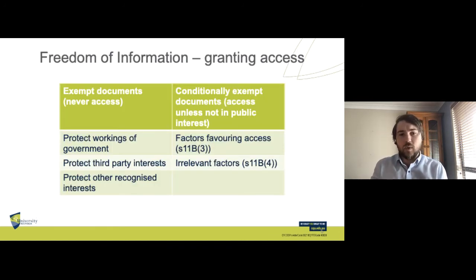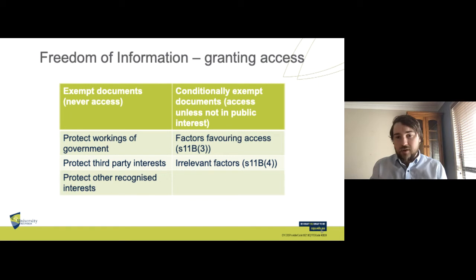So some of the reasons why an agency might be able to say no and deny access to a particular document: there's a category of completely exempt documents, which people can never access through a freedom of information request. And those fall into three classes. Documents that are about the workings of government that need to be protected, documents about third-party interests that need to be protected, and also documents where we might want to protect other recognised interests, for example, legal professional privilege. We'll talk through some examples of each of those in a moment.